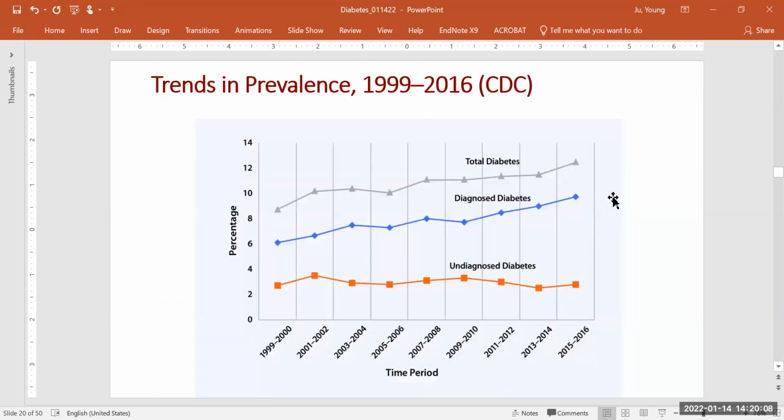This graph from the CDC shows the trend of prevalence among adults age 18 years or older in this country from 1999 up to 2016. As you can see, by the way, diabetes prevalence is the total number of existing cases, including new cases. The prevalence of total and diagnosed diabetes among US adults steadily increased from 1999 to 2016.